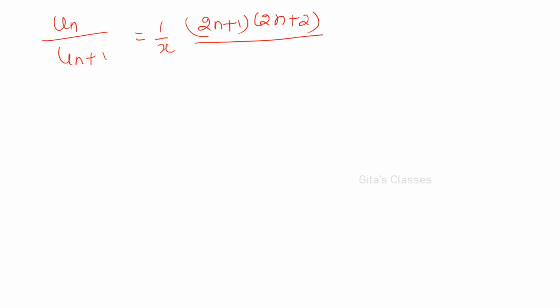Right, here u_n by u_n plus 1 is equal to 1 by x into (2n plus 1) into (2n plus 2) in the numerator. Denominator, what will you have? n plus 1 the whole square.